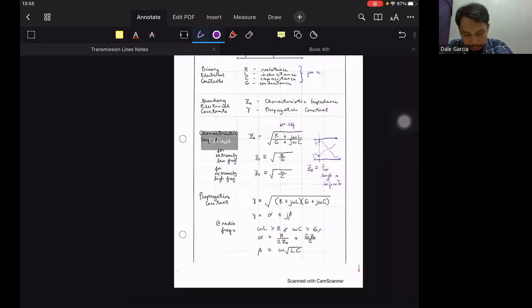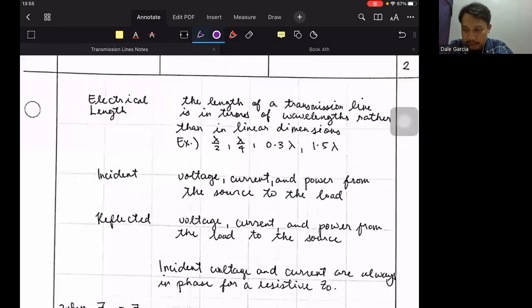So let's define some terms. Electrical length, I think we mentioned it last time. Electrical length is the length of a transmission line in terms of wavelengths rather than in linear dimensions, rather than in meters or in feet. So how long is this particular transmission line? It is 1 lambda long, or lambda over 2 long, or 1.5 lambda long. So that's electrical length.